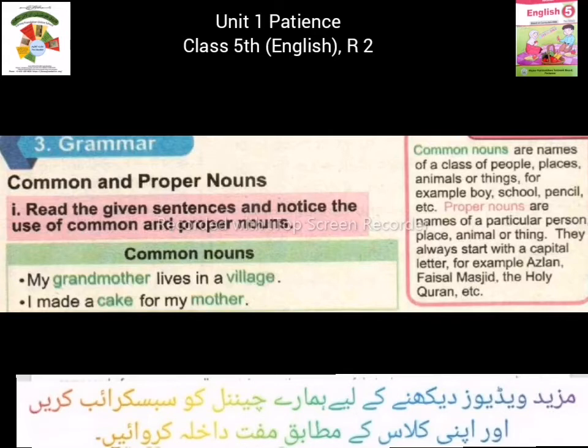For example, I have also my grandmother, and other people also have their own grandmother. Villages are different villages. So these words are not unique. These are common words. So that's why these are common nouns.